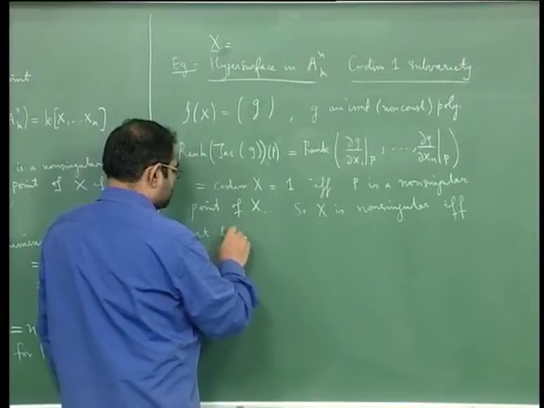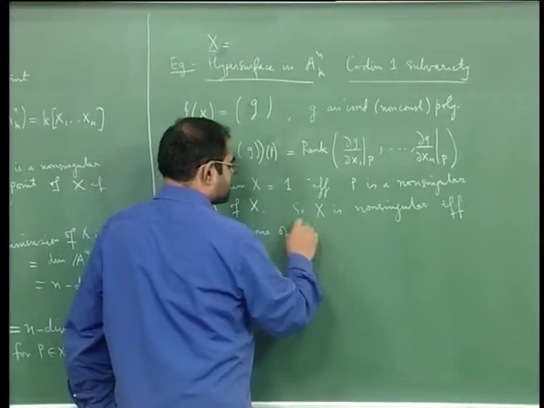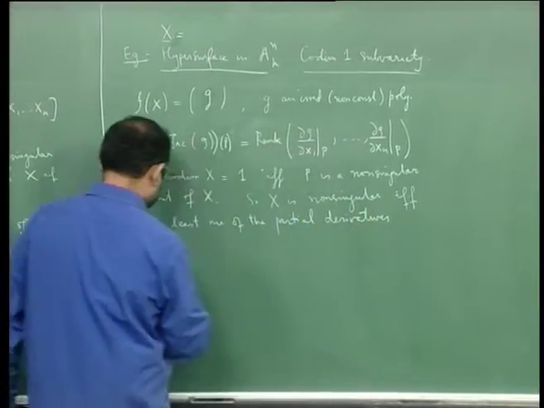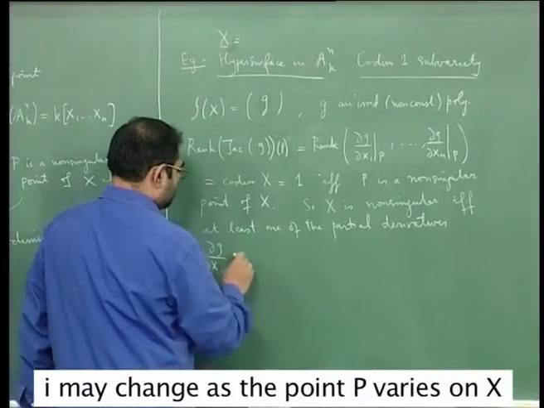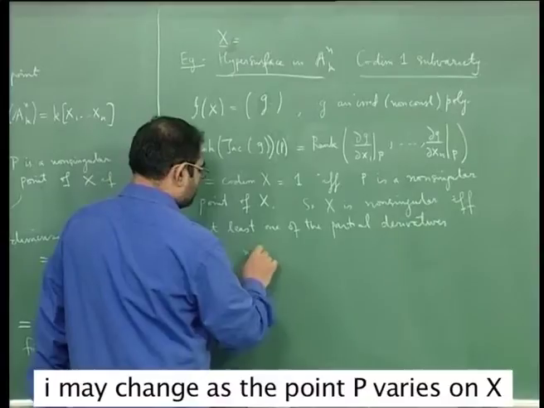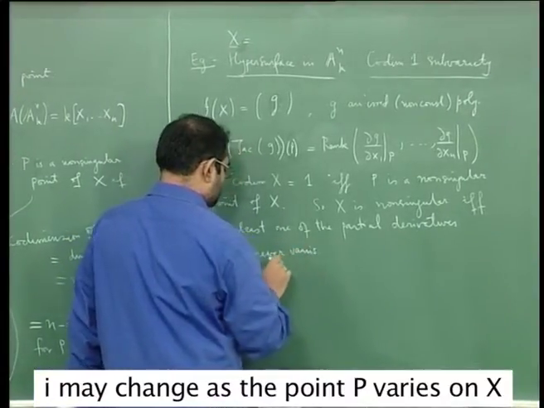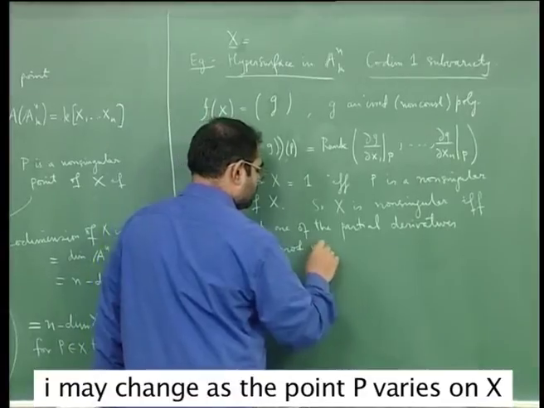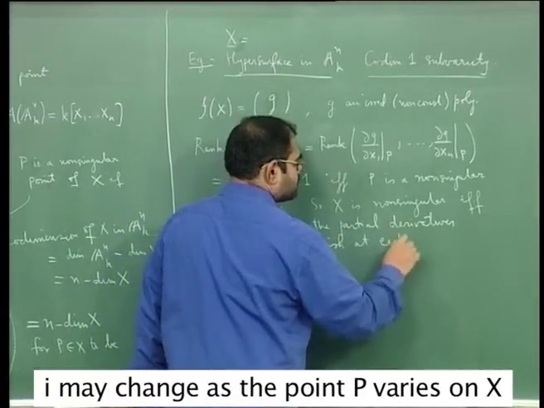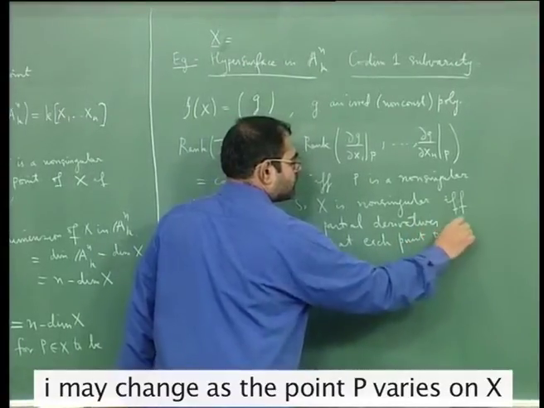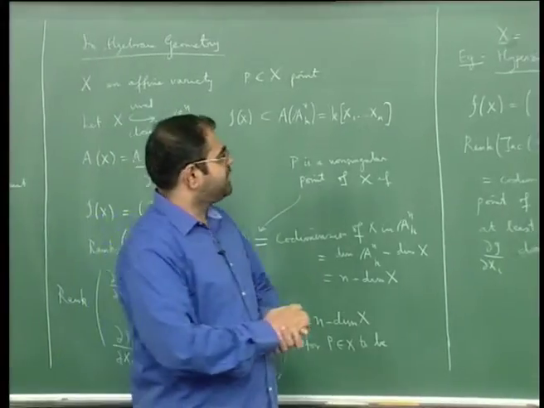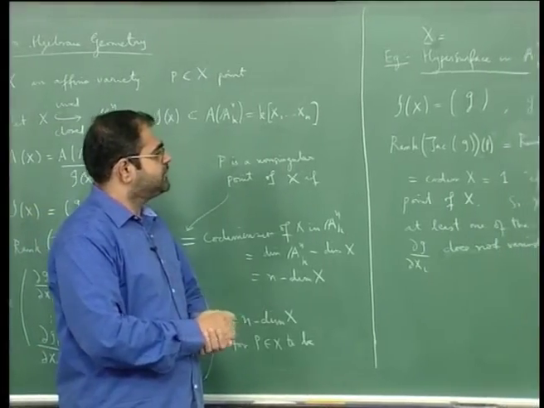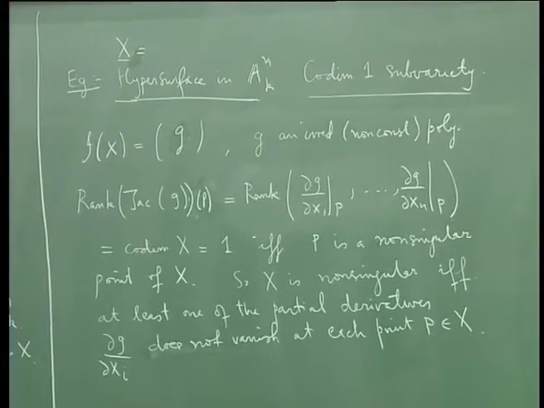at least one of the partial derivatives dou G by dou xi never vanishes, does not vanish, at each point of X. So it's very easy to check that a hypersurface is non-singular, that it is smooth.